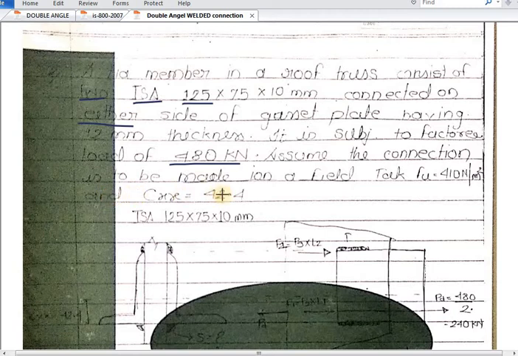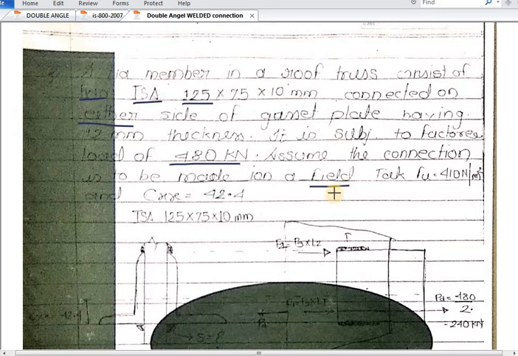Okay, so assume the connection is to be made in a field. Again, a word is important. The connections are to be welded in a field. What this indicates? So we have to refer the table for partial safety factor. In that case, there were two: shop weld and field weld. So we are using field welding instead of shop welding. We are using field welding.